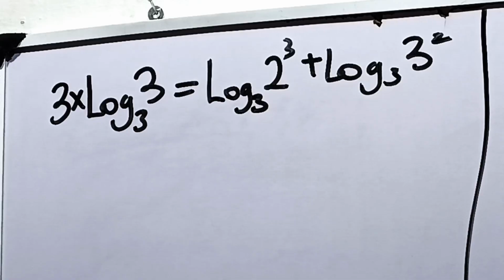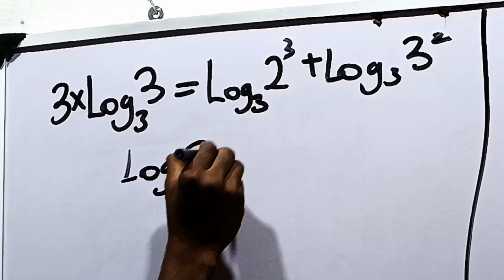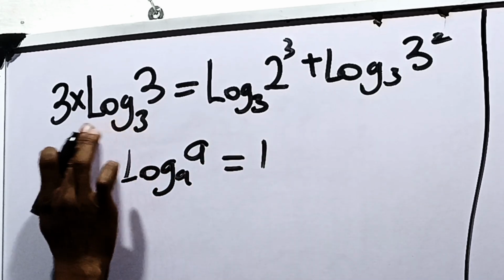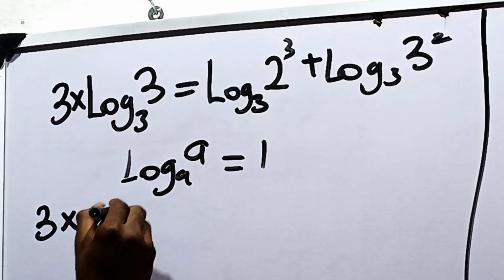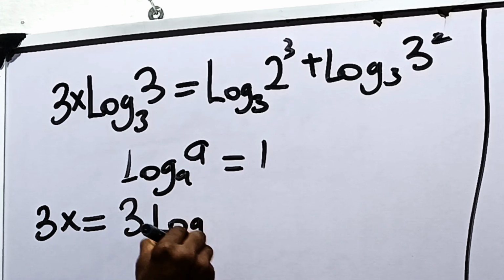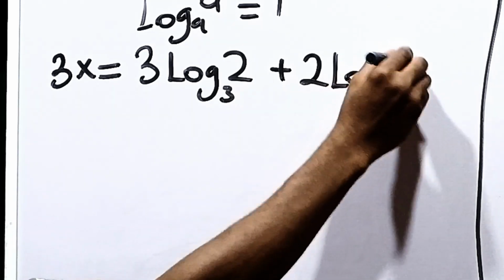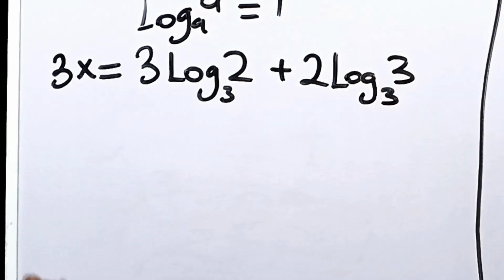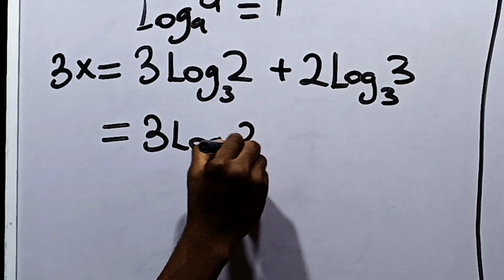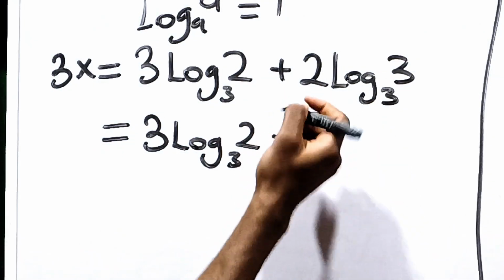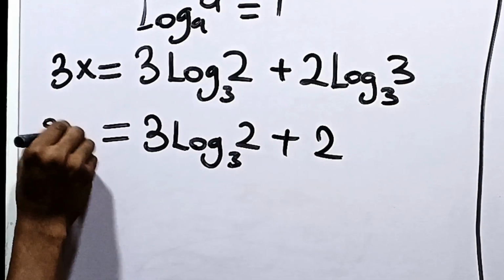Okay? Moving on from here, we can say that log of a to base a is equal to 1. Alright? Applying this log here, we have logarithm of 3 to base 3 and is equal to 1. 1 times 3x is 3x to be equal to 3 multiplied by logarithm of 2 to base 3 plus 2 multiplied by logarithm of 3 to base 3. Okay? Now from here we now have that this is equal to 3 times logarithm of 2 to base 3 plus 1 times 2 is 2, okay? Because we have logarithm of 3 to base 3 and is 1.